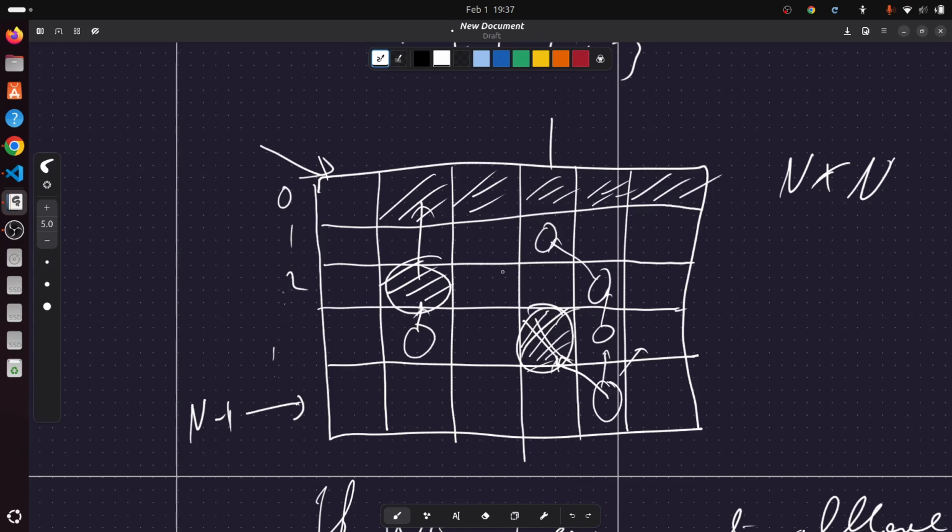It was a bit tricky to think of, but it is very elegant, right? So I hope you understood this logic, why it works.